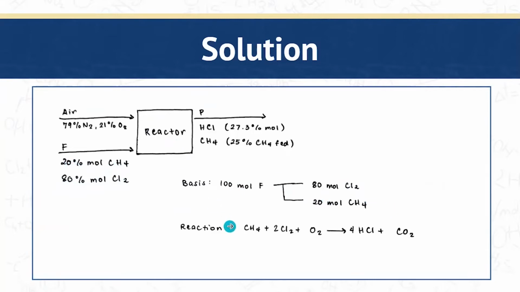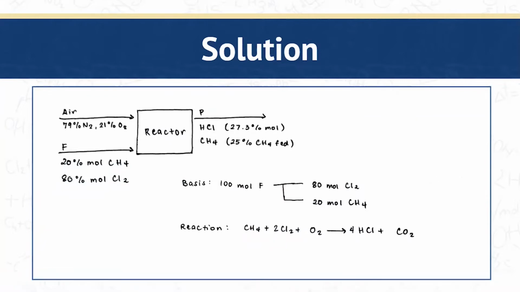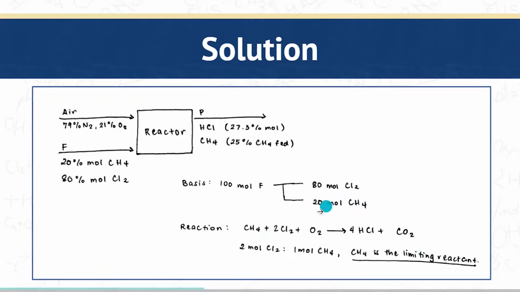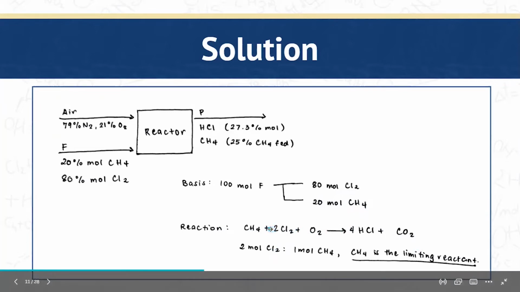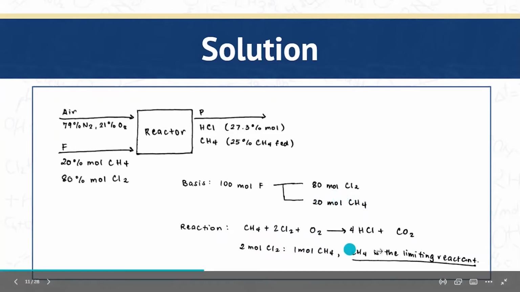And then the given also said that the methane gas reacts with chlorine gas and oxygen gas from air to form hydrochloric acid and carbon dioxide. So we can write the reactants and the products and then just balance the equation. And you can check later in your own time that the equation is balanced. Based on this balanced equation, we can already get the limiting reactant. Since we have 80 moles of chlorine gas and 20 moles of methane, from the balanced equation the mole ratio is 2 moles of chlorine gas reacts with 1 mole of methane. Then 20 moles of methane will require only 40 moles of chlorine gas, meaning chlorine will be in excess. So methane is the limiting reactant.